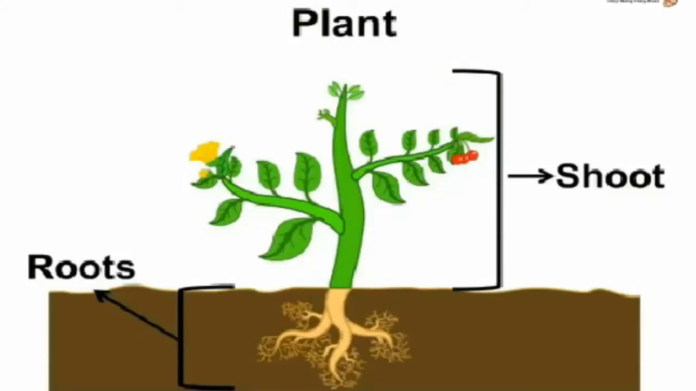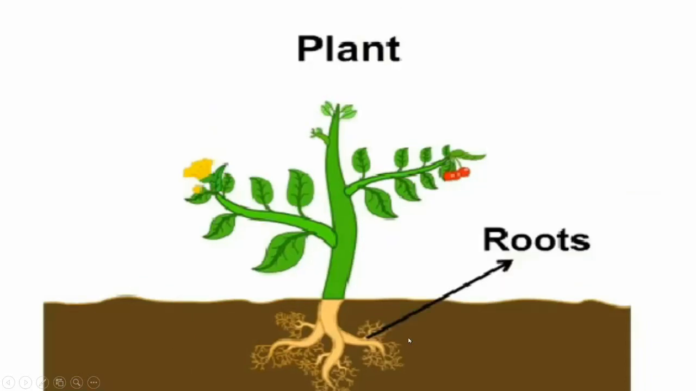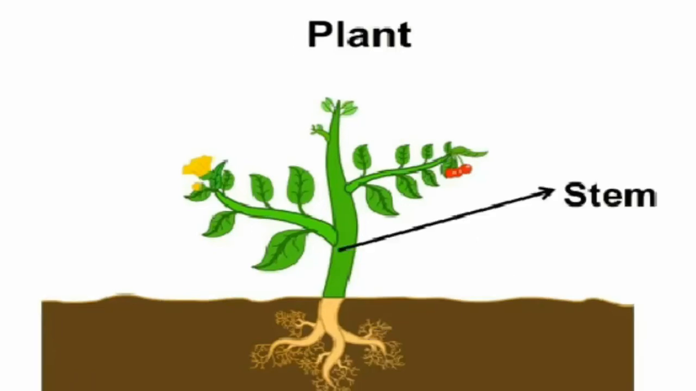A plant has two major parts. The part below the soil is called root and the part above the soil is called shoot. Let's talk about the part which is below the soil first. That is root. Roots are a very important part of the plant. They fix the plant into the soil and absorb water and nutrients from the soil that plant requires for its growth. Now let's look at the part above the ground.